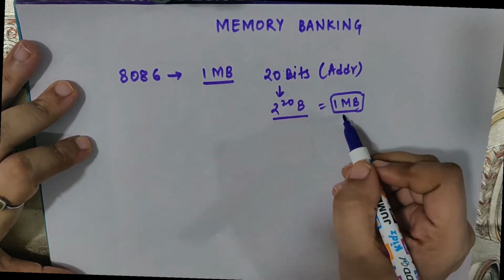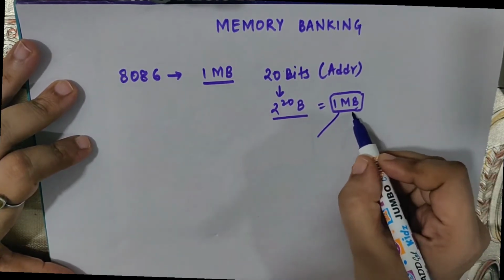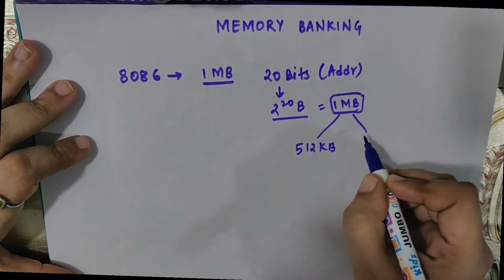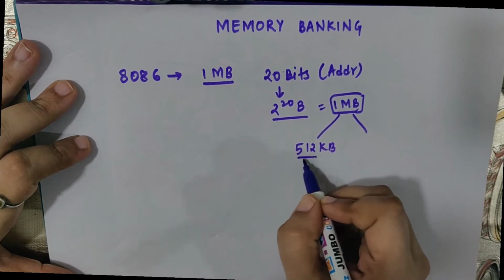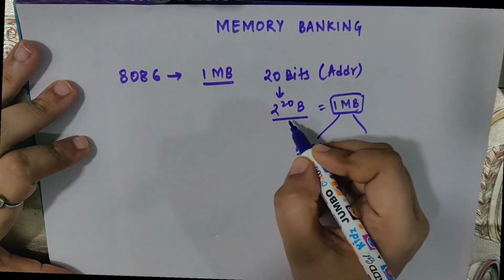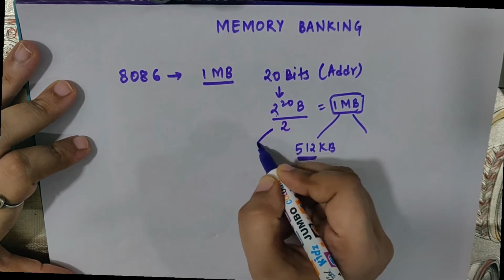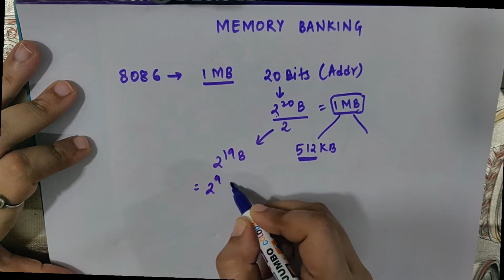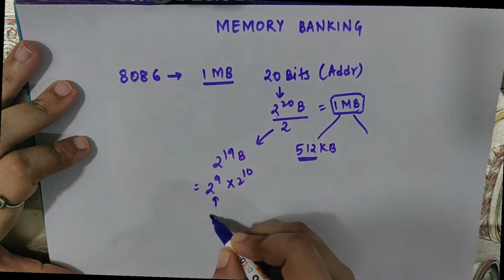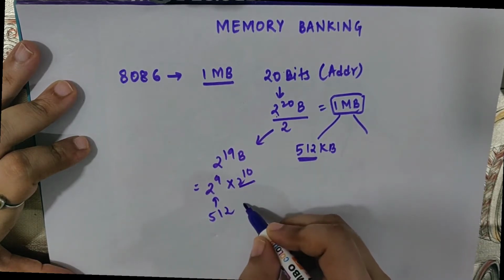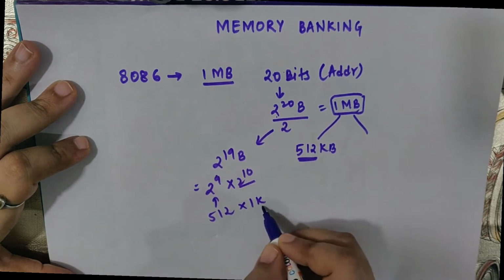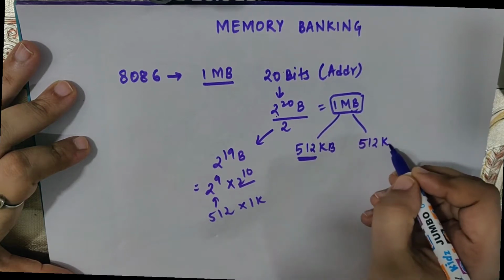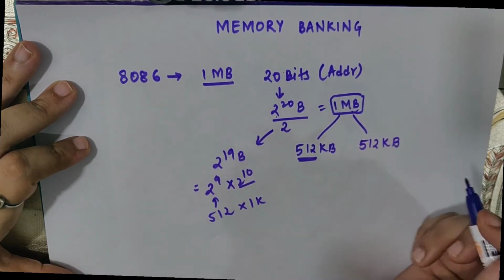Now this 1 MB memory is divided into 2 chips, and each chip is of 512 KB. How is the size 512 KB? If I divide 1 MB, which is 2 power 20, by 2, what will I get? 2 power 19 bytes. I can break this as 2 power 9 into 2 power 10. 2 power 9 is 512, 2 power 10 is 1K, so which is 512 KB. So this 1 MB memory is divided into 2 chips of 512 KB each in 8086.